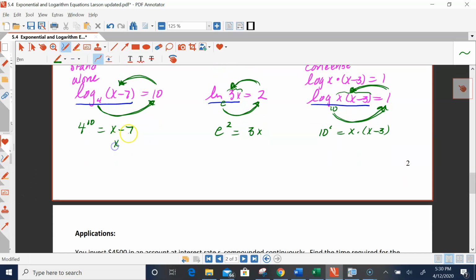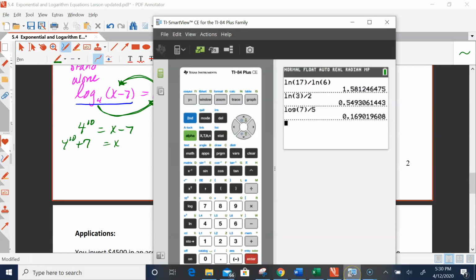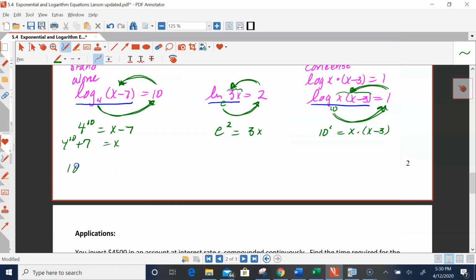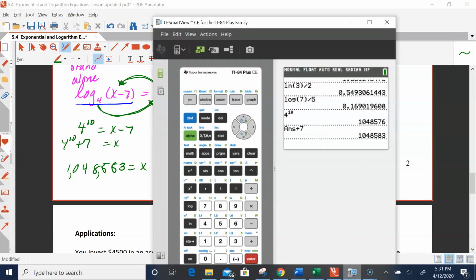So to solve this for x, all I need to do is add 7. So 4 to the 10th power plus 7. And we can figure that out. 4 to the 10th power plus 7. 104,853. There is our value of x. 4 to the 10th plus 7. Make sure I did that right. Sure.